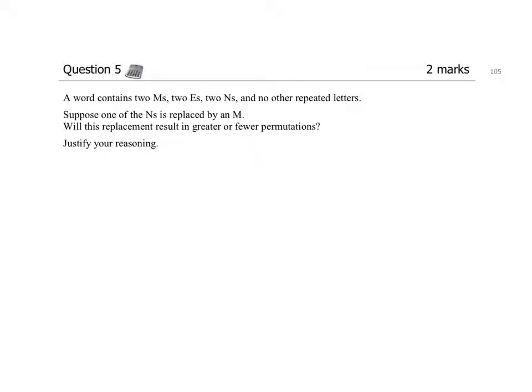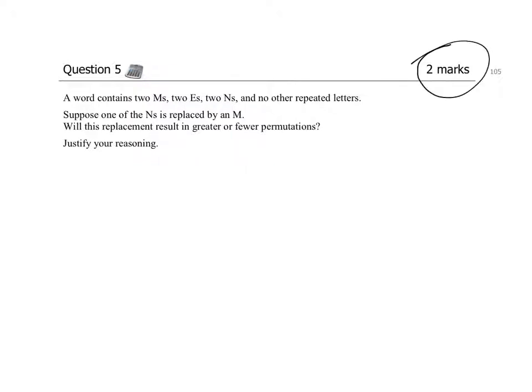Question 5. A word contains two M's, two E's, two N's, and no other repeated letters. Suppose one of the N's is replaced by an M. Will this replacement result in greater or fewer permutations? Justify your reasoning.